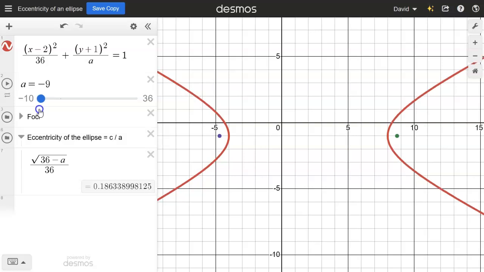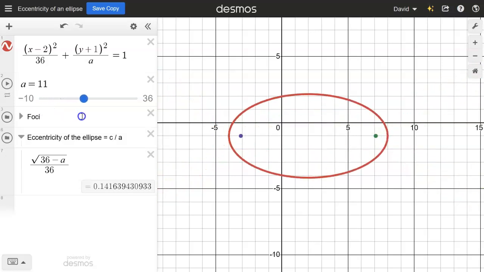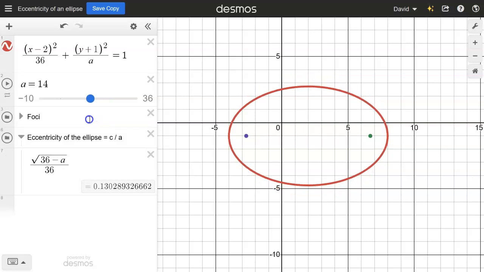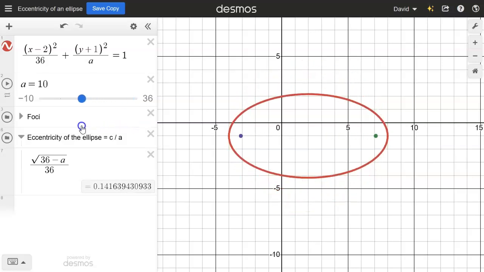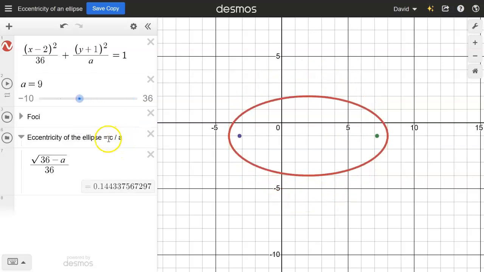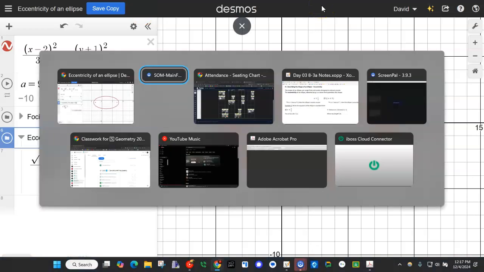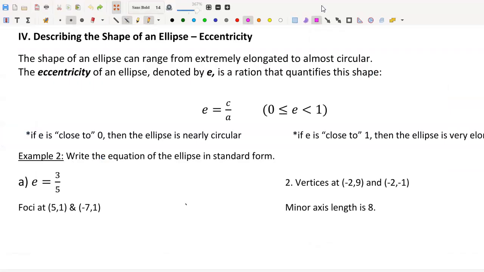Okay, that's where the eccentricity is actually higher than 1. So that's what you're looking at, and you're going to use that to help you calculate and find the equations of the ellipses today. And it's a very straightforward formula. It's C, the length of the focus, divided by A, the length of the major axis. So just adding that in today.